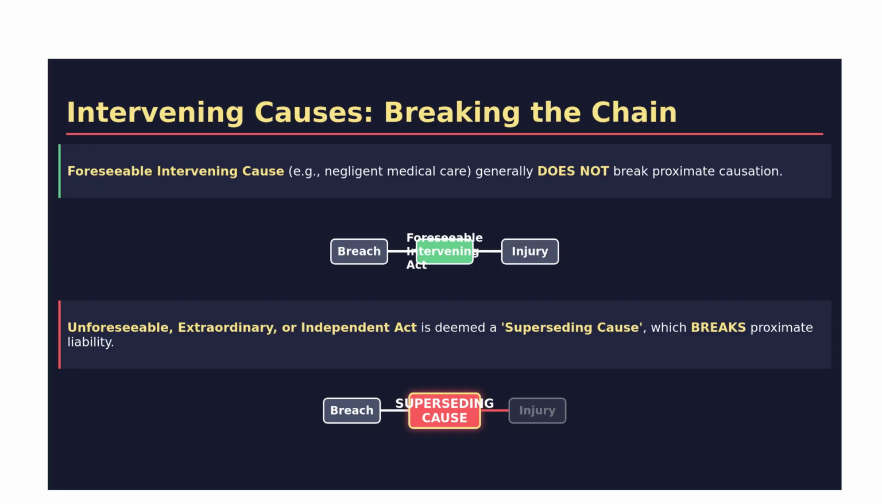However, if the intervening act is extraordinary, independent, and unforeseeable, the law deems it a superseding cause. A superseding cause severs the legal connection between the defendant's breach and the final injury. When a superseding cause exists, the original defendant is relieved of proximate liability, even if actual causation remains intact. Think of it as breaking the chain of legal responsibility.